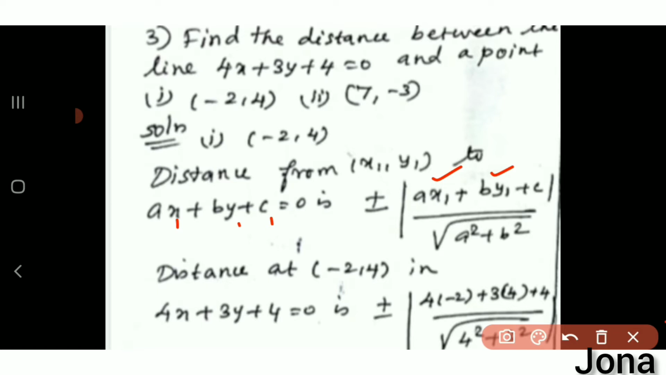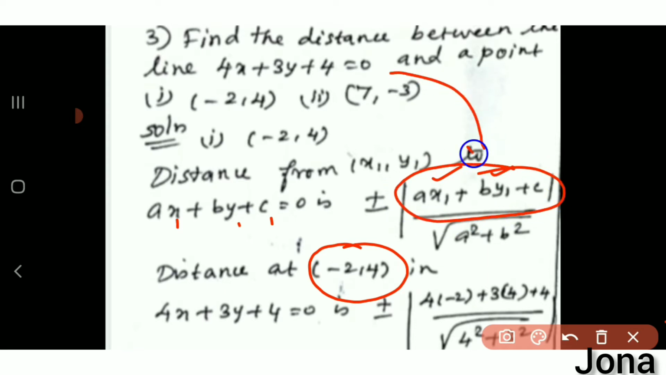By using this formula, the point is (-2, 4), that is x1, y1. In the numerator we have ax1 + by1 + c, that is the given equation, so just substitute. The distance at (-2, 4) from 4x + 3y + 4 = 0 is plus or minus, the value of a is 4 here, so 4 times -2 plus 3 times 4 plus 4 divided by the root of 4 squared + 3 squared.